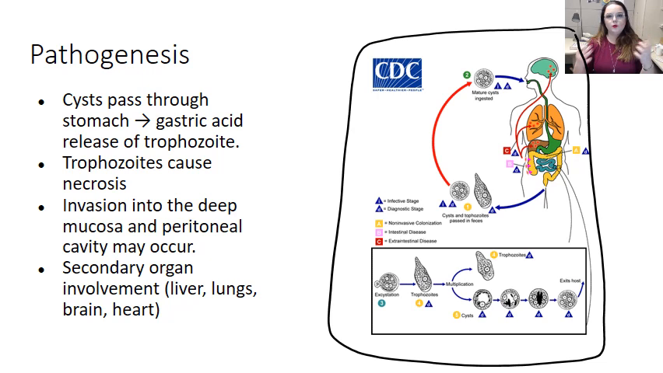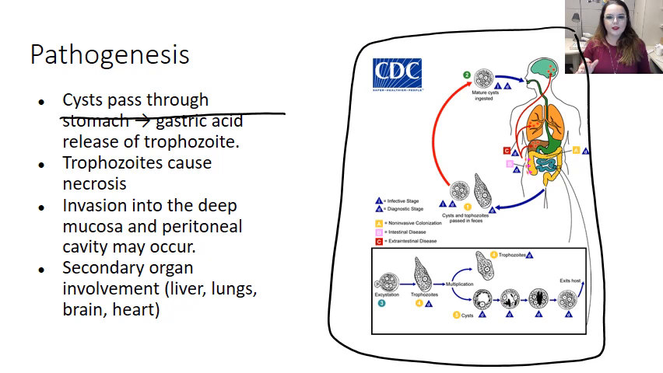So we know that the cyst is the infective form, right? So mature cysts pass in the stool of an asymptomatic carrier or a patient that is experiencing symptoms. The cysts then are picked up through ingestion. So it's fecal-oral, we ingest the cysts. The cysts are going to pass through the stomach. The gastric acid of the stomach actually releases the pathogenic trophozoite from the cyst, okay? So it excysts it, okay?